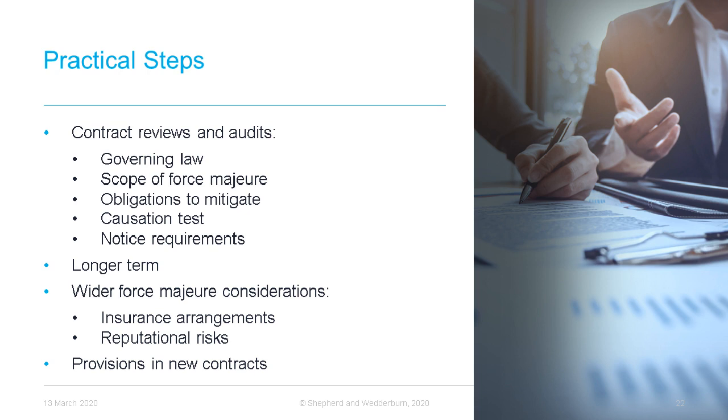In terms of practical steps for businesses faced with potential force majeure situations, we'd suggest undertaking a review of contracts carefully, with a particular focus on governing law provisions, as this will impact on the interpretation of any force majeure provision, or if there is no force majeure provision, what non-contractual remedies are available, the scope of any force majeure provision and steps required for invoking it, whether there's an obligation to mitigate and what you might be required to do to meet that. Again, consider the causation test and whether or not there are other contributing factors that may mean you can't rely on the force majeure clause.